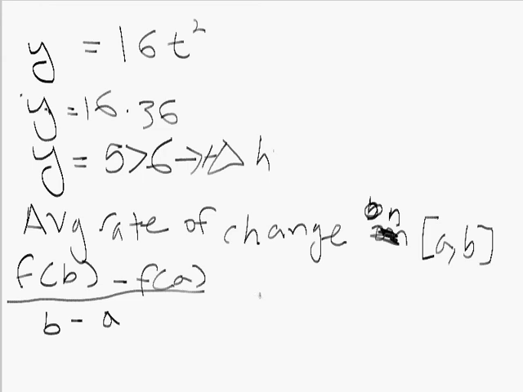Can we just randomly assign A to 6 and B to 16, because those are the only numbers we have? No. We start off holding the watermelon. What time is that? When we're just about to let it go, that's time t equals 0. And then we want to see how fast it's traveling over the next 6 seconds. So A would be 0 and B would be 6. So we have the interval 0 to 6.